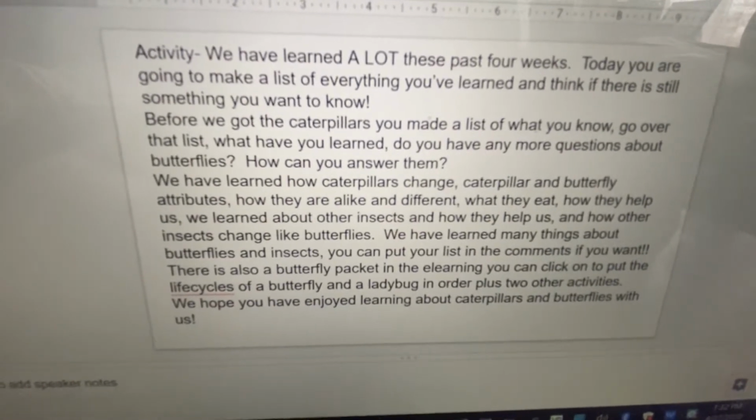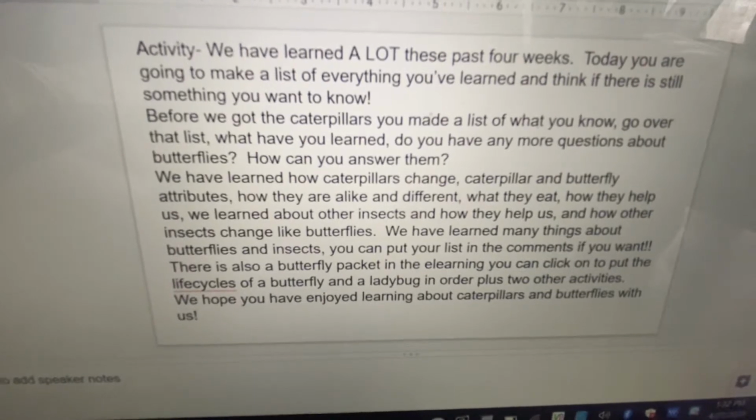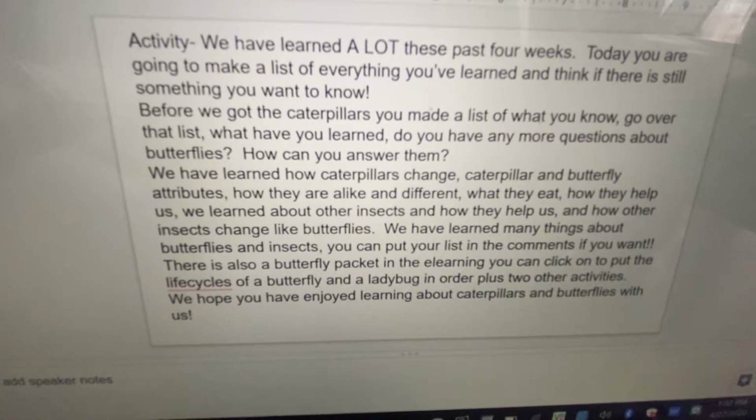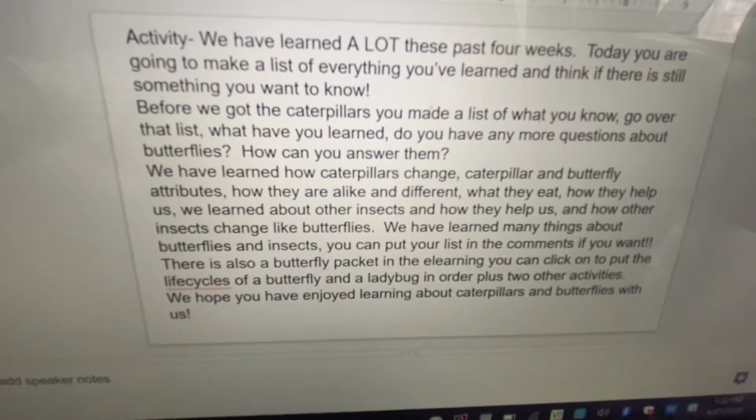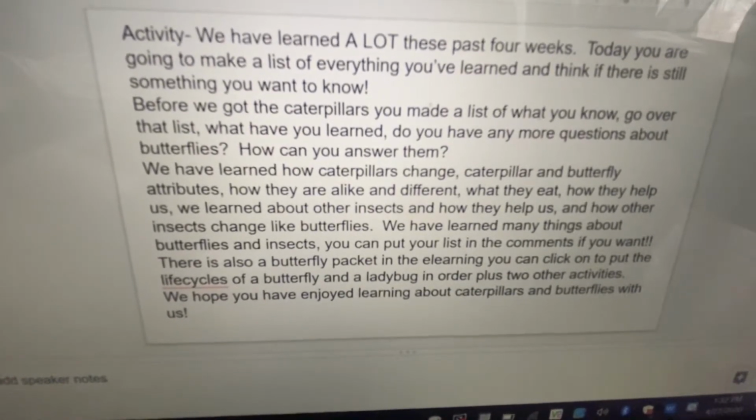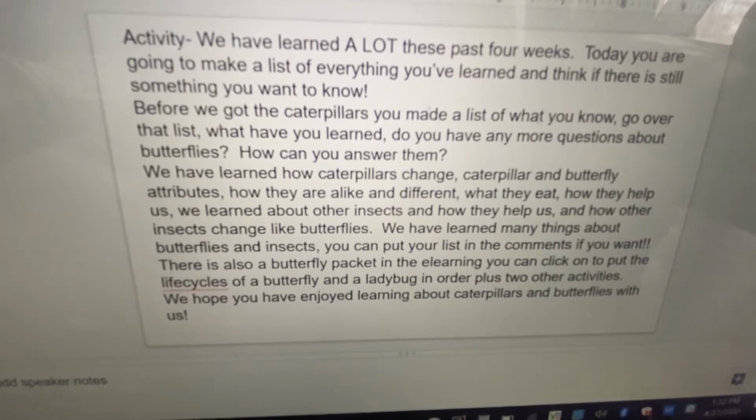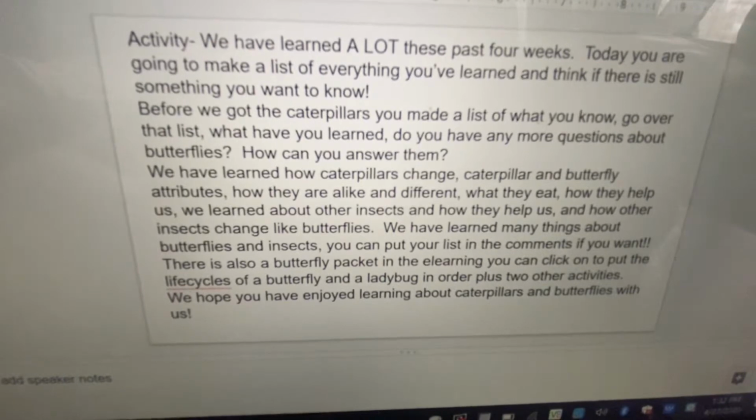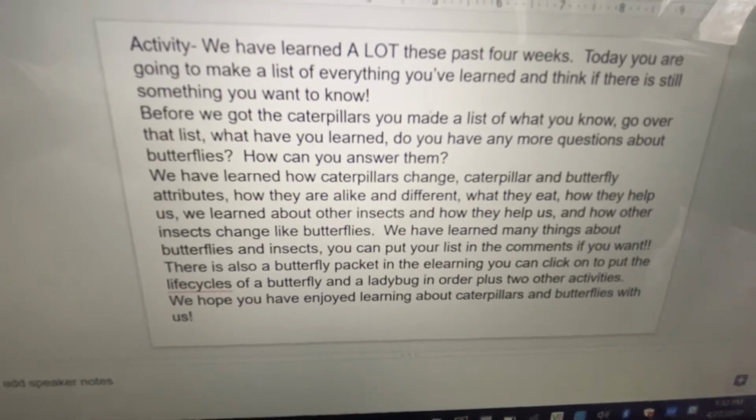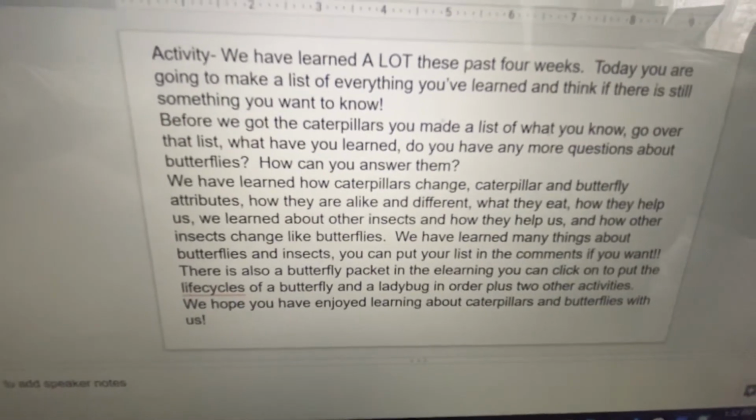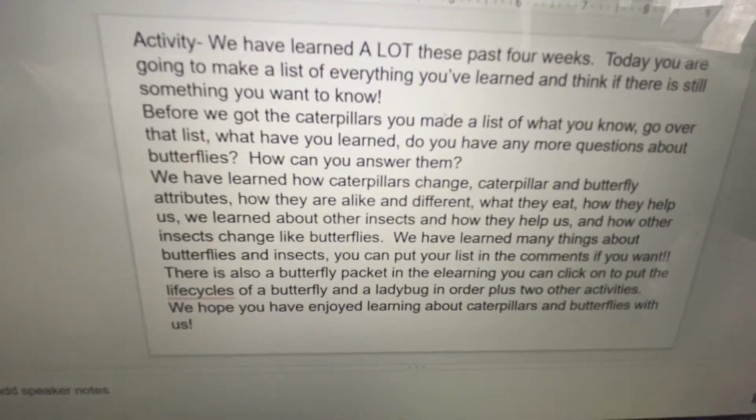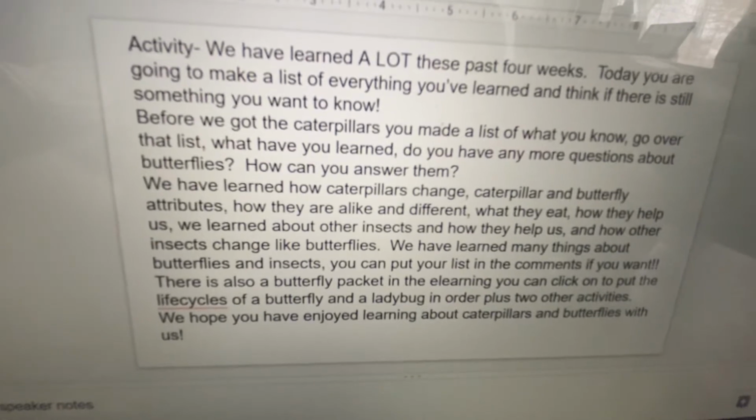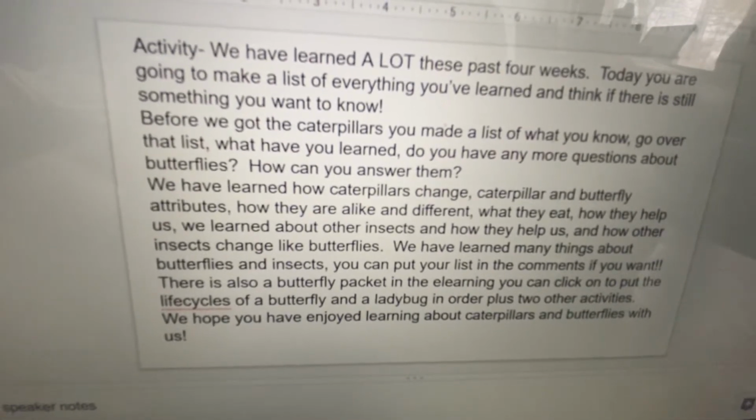Before we got the caterpillars, you made a list of the things you already knew, and then what you had questions about, what you wanted to learn. And now you can go over that list and see, did you learn what you had questions about? And did you learn even more things? Make a list of all the stuff that you've learned. And then do you have any more questions? And how can you answer those questions? You can keep learning even after these are done. So make a list, and you can put that in our comments.